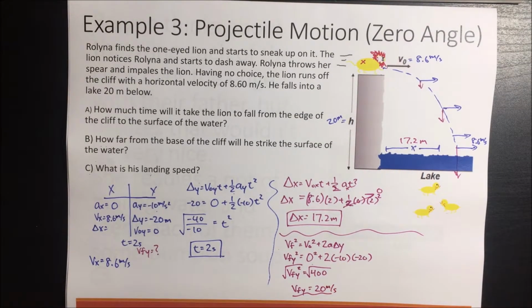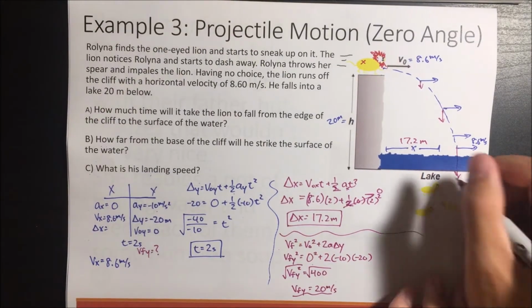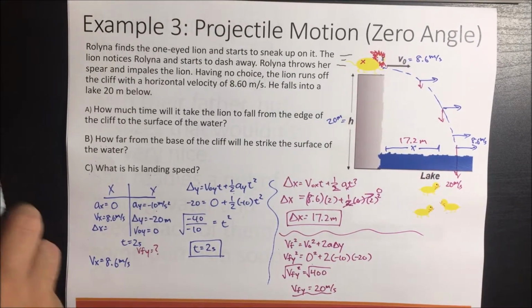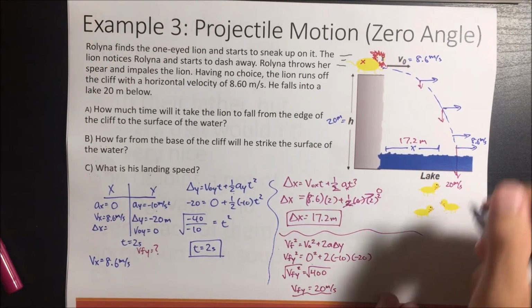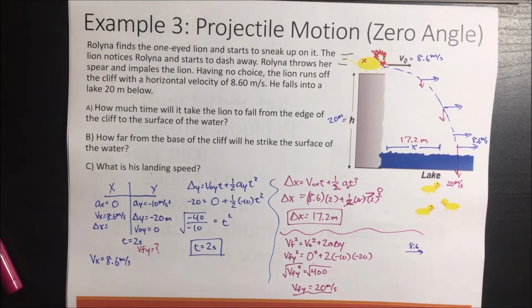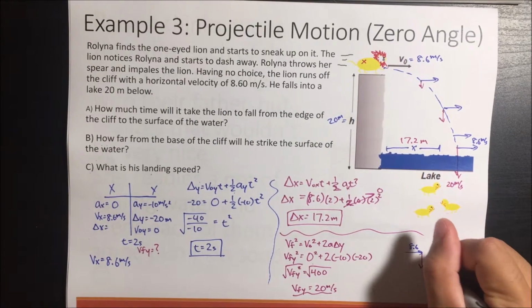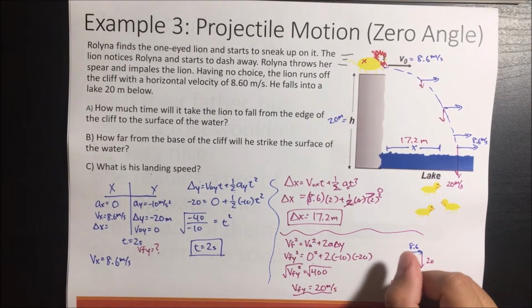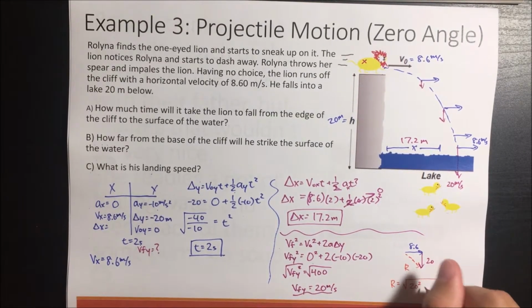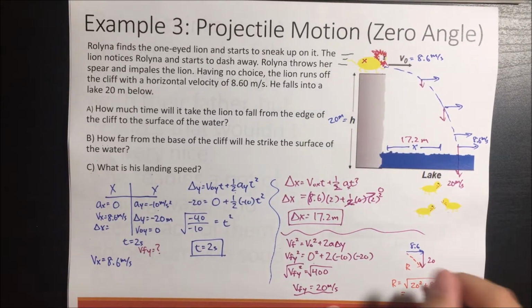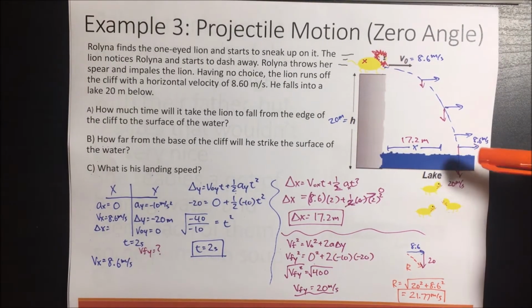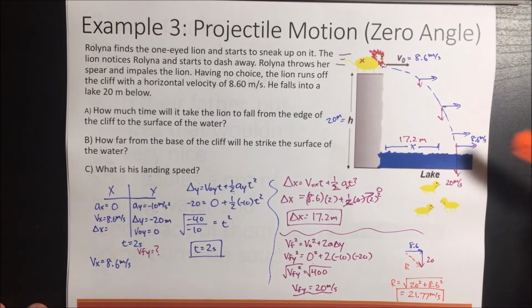So that's just in the y direction. However, we know that it's also going to be moving in the x direction. So we know in the y direction it's going 20 meters per second downwards when it hits the lake, and it's going 8.6 in the x direction. So what we have to do is combine both of these, not by adding numbers, but by adding these two vectors. So we're going to do 8.6, and then the other vector, 20. And then we're going to find that resultant vector. Okay, so we know the resultant vector, we're just going to do Pythagorean theorem. It's going to equal the square root of 20 squared plus 8.6 squared, and that gives us 21.77 meters per second. Okay, so just know when it's asking for the landing speed, that means the combination of both the x and the y.